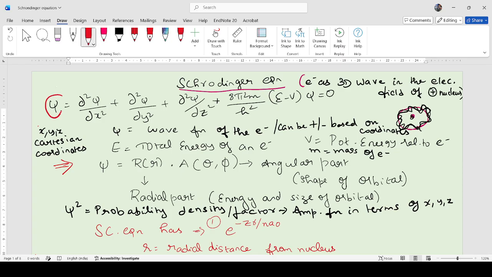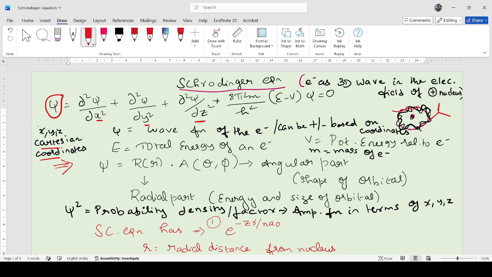Psi, the wave function of this particular wave, is equal to dou square psi by dou x square plus dou square psi by dou y square plus dou square psi by dou z square. You can see it is being expressed in the x, y, z Cartesian coordinates. That means the electron is moving. In which axis is it moving? X, y and z. So we assume this electron is present in a three-dimensional space.